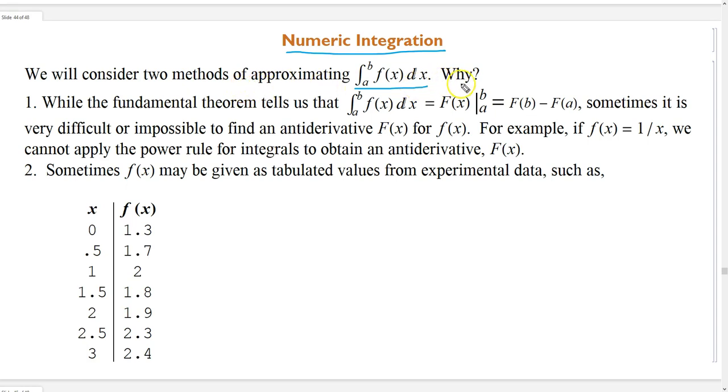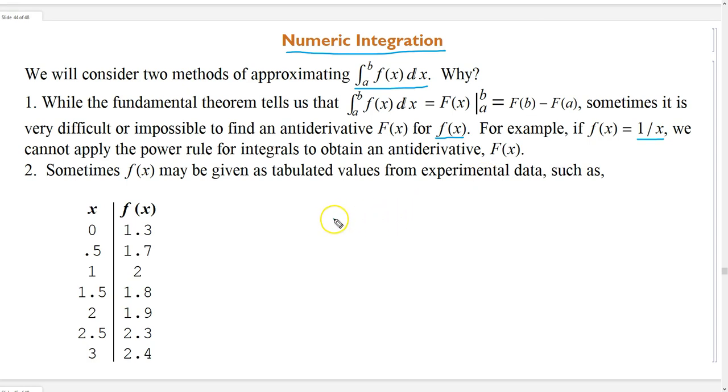You might ask, why do we want to approximate a definite integral when the fundamental theorem of calculus gives us a way for exactly evaluating a definite integral by finding an antiderivative for a function and then just evaluating the antiderivative at the two endpoints and taking the difference? Well, sometimes it's difficult or impossible to find an antiderivative for a given function. For example, 1 over x is one of those functions that we can't find a nice antiderivative for.